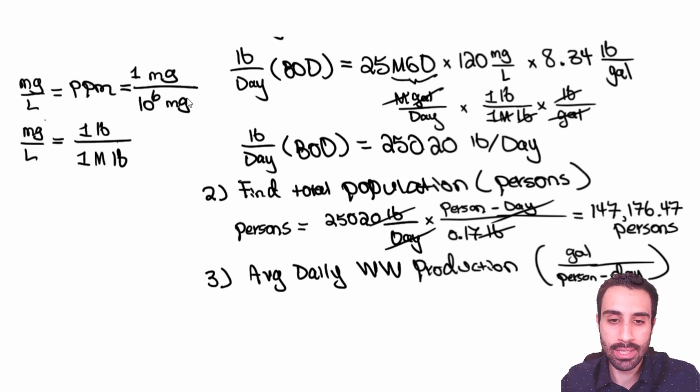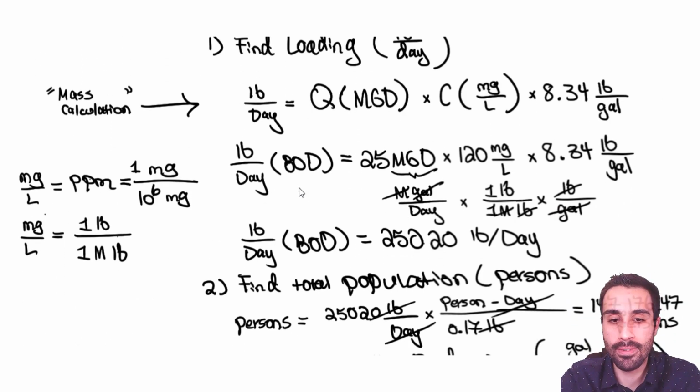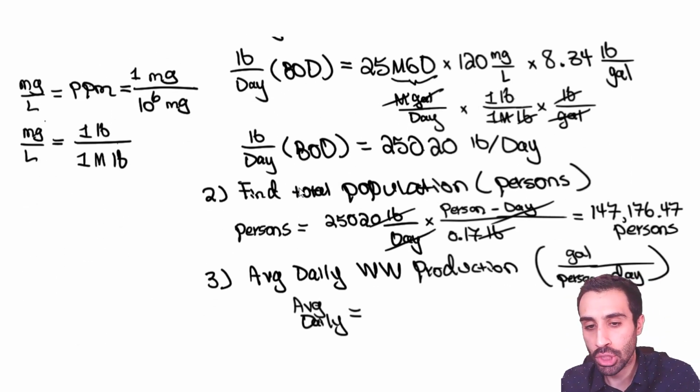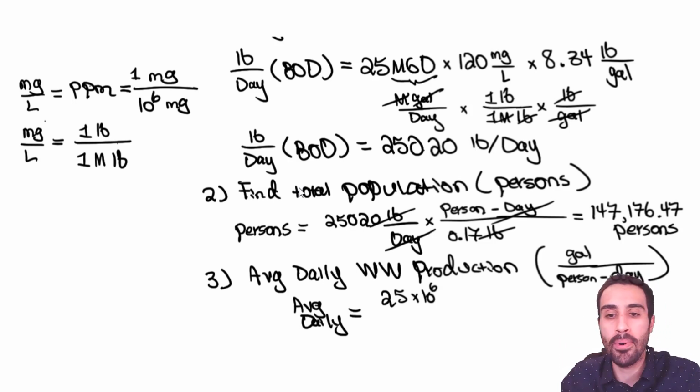So I would take the average daily, let's call it just average daily, and that would equal the gallons. So that is the 25. So we take that on the top. So we take 25, but no, it has to be in gallons per day. So I take 25 times 10 to the 6 to take care of that million part, the M part.